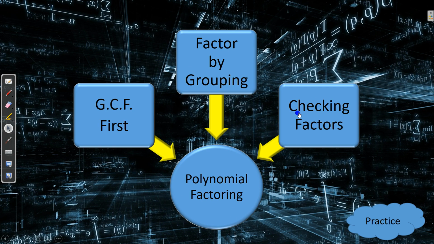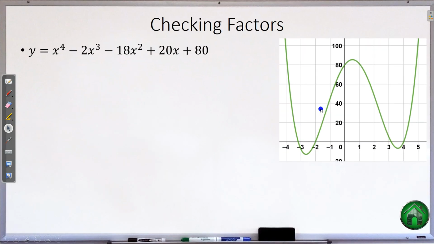What if we just check factors? So this is useful when you have a really big polynomial. So here we have 1, 2, 3, 4, 5 different terms. We can't use grouping. We can't pull out a GCF. They don't all have something in common. So our other two methods don't work. So we need more information.